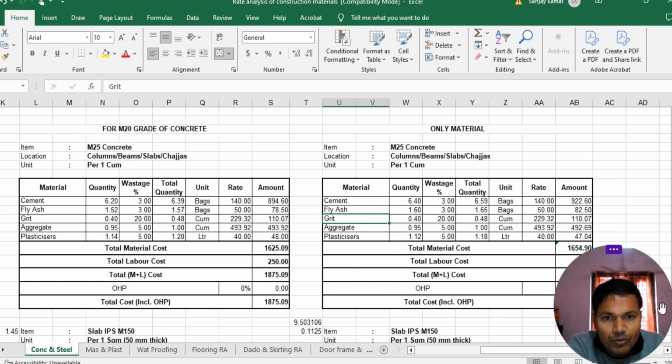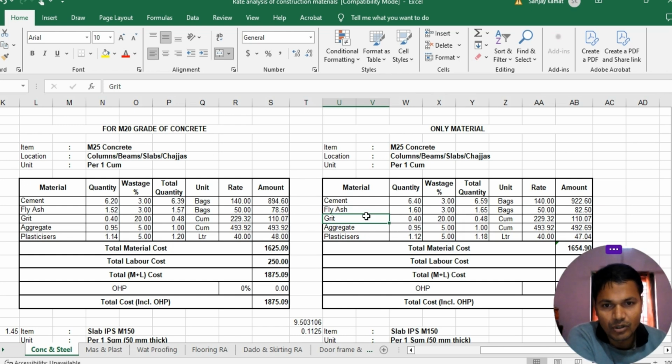Okay, so this time we are doing the rate analysis for material only. Previously we did it for material plus labor also. This time we are doing the rate analysis for only material, not for labor.